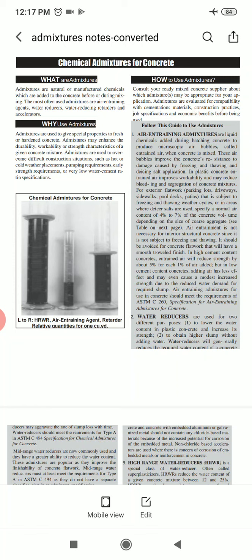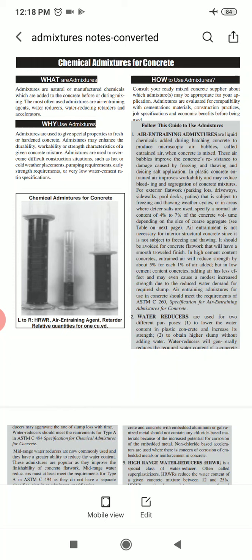Why do we use admixtures? Before going to the types of admixtures, we'll see why we need to add admixtures to concrete. Admixtures are used to give special properties to fresh or hardened concrete. Freshly mixed concrete is called fresh concrete. Once it sets, it is called hardened concrete. So to improve the properties of fresh concrete and hardened concrete, we are using admixtures. Admixtures may enhance the durability, workability, and strength characteristics of a given concrete mixture. So it increases the durability, workability, and strength of the concrete.